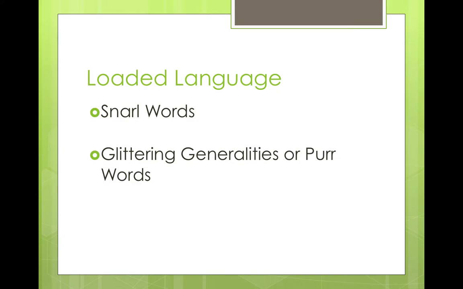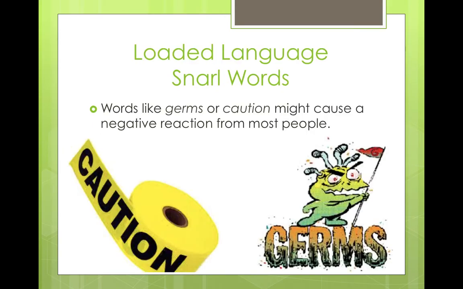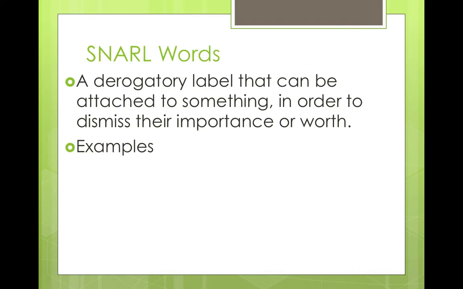So words like germs or caution might cause a negative reaction from most people, especially given the current context. So that would be considered a snarl word, and those are derogatory labels that can be attached to something in order to diminish its importance or worth. So great examples of this might be conspiracy theory. We just talked about how conspiracies are a real thing, but the minute you put that second word to it and say, oh, that's a conspiracy theory, you are dismissing that issue's importance or worth.